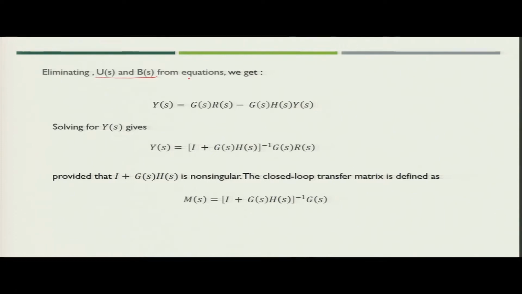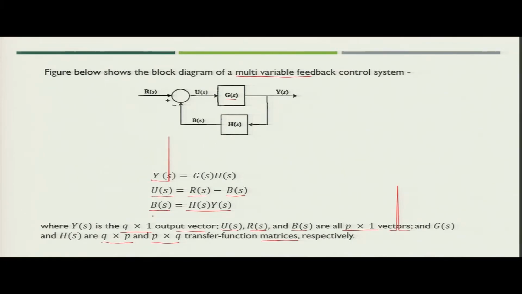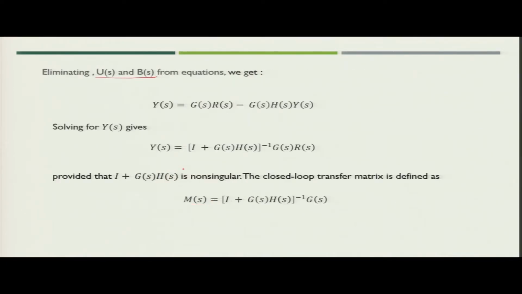So, when we eliminate u and b from these three sets of equations, we can write Y(s) equal to G(s)R(s) minus G(s)H(s)Y(s). Now, when you rearrange Y(s), you can write it as [I + G(s)H(s)] where I is nothing but the identity matrix. So, this will become (I + G(s)H(s))^-1 G(s)R(s).